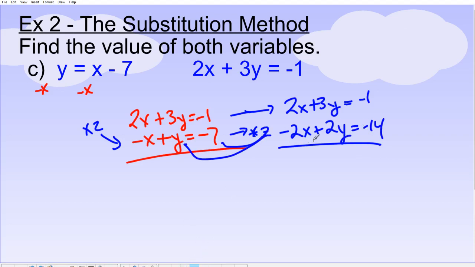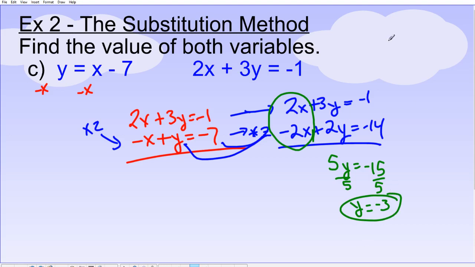Now my x's will eliminate. My y's just combine, give me 5y, and this gives me negative 15. That's a nice little one-step equation. Divide by 5 on both sides, and y is equal to negative 3.